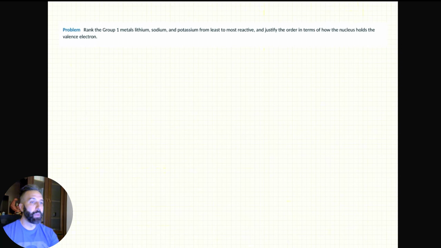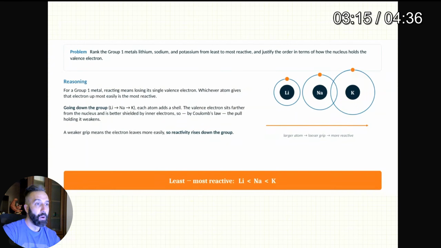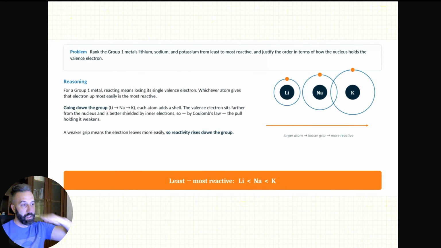Rank the group 1 metals lithium, sodium, potassium from least to most reactive, and justify the order in terms of how the nucleus holds the valence electron. So this is a good question, and one connected to chapter 1.7. So we've got lithium, sodium, potassium, right? Lithium is in the first period, and then sodium is under it, and potassium is under it.